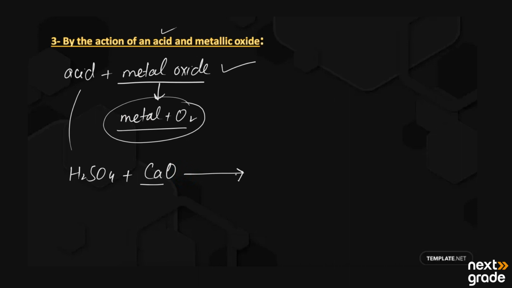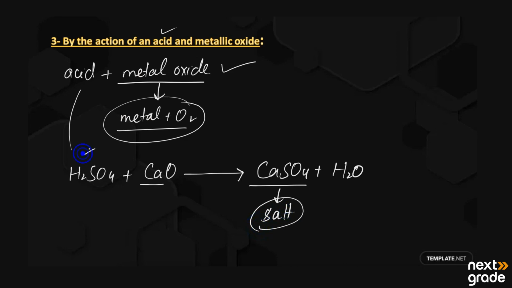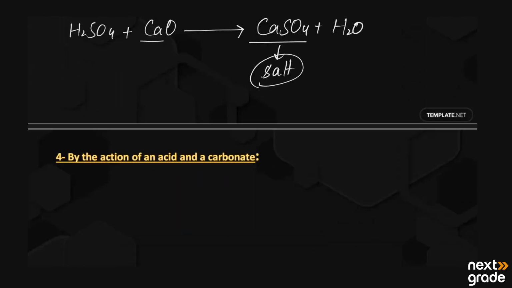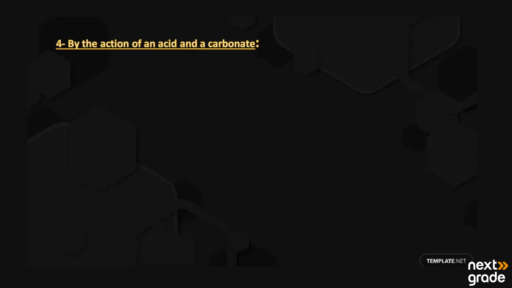When they react, then the product we just gain is calcium sulfate plus water molecules. So calcium sulfate is a salt. We can take any acid, or here any metal oxide. We have calcium oxide. We can also take magnesium oxide. We can also take potassium oxide, or potassium superoxide or potassium peroxide. That was the third method. Now let's have the fourth method for the preparation of the salt.